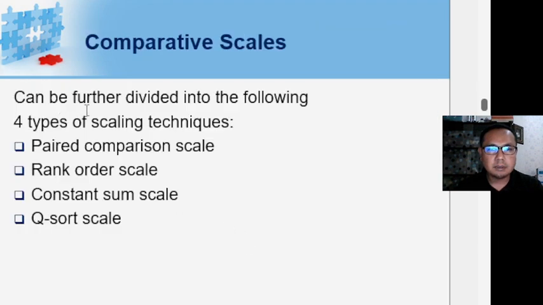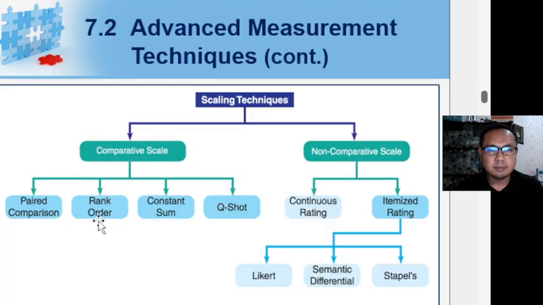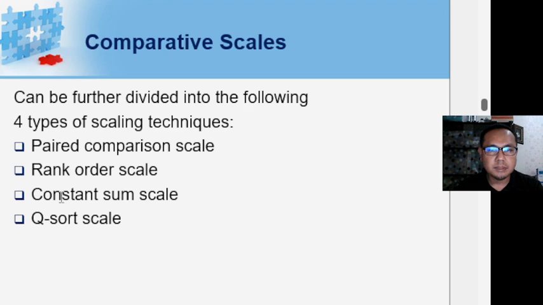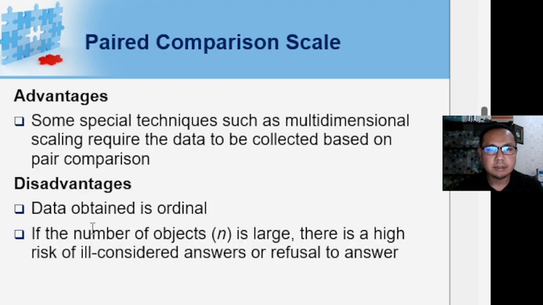So this is the same as the figure before: paired comparison scale, rank scale, constant sum scale, and Q-sort scale. The advantage of the comparison scale, here you can see, is that some special techniques such as multi-dimensional scaling require the data to be collected based on paired comparison.